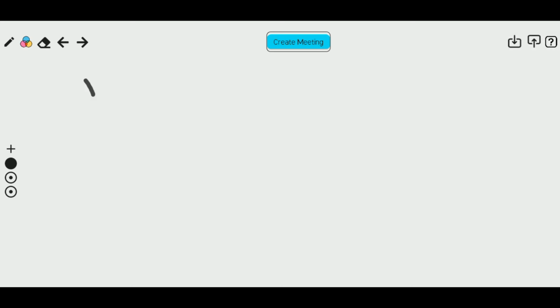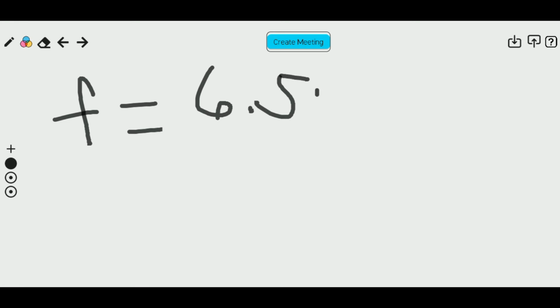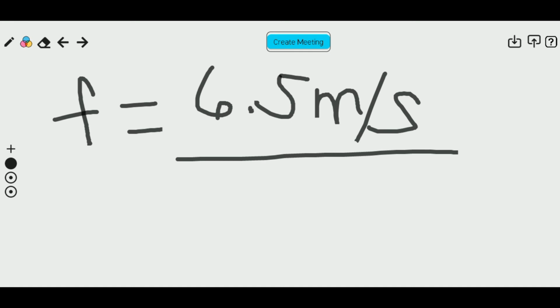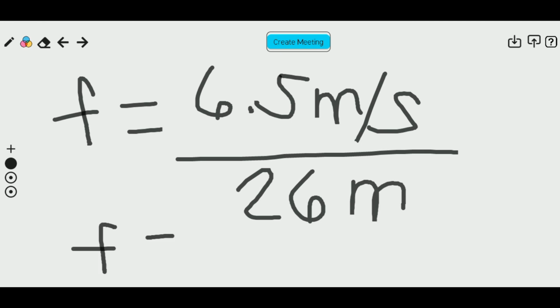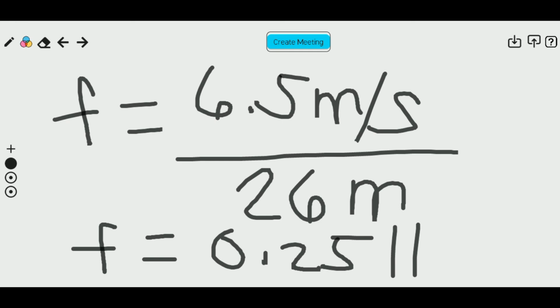Let us first have the frequency. So the wave speed is 6.5 meters per second, and the wavelength is 26 meters long. If you calculate these values using a calculator or through mental calculation, we can get 0.25 hertz, which is the standard unit for frequency.